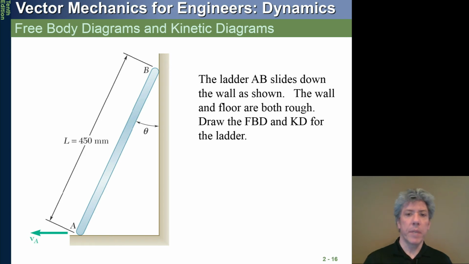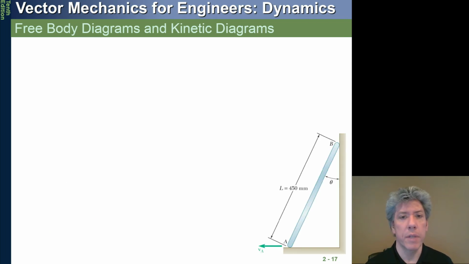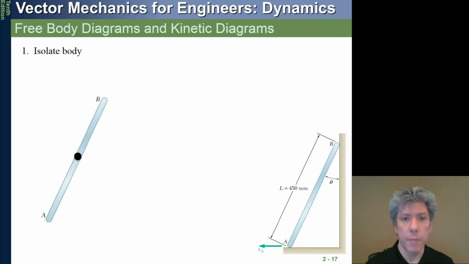What about this one? The ladder AB slides down the wall as shown. The wall and floor are both rough, indicating that there's friction. Draw the free body diagram and kinetic diagram for the body. Okay. So first of all, isolate the body. There we are. Draw the axes. There we go. We know which way's up.